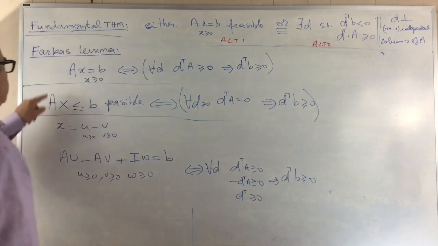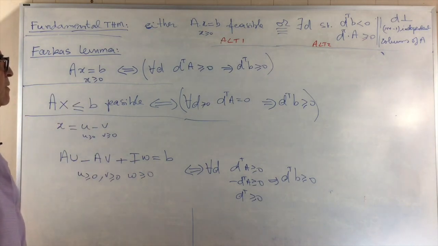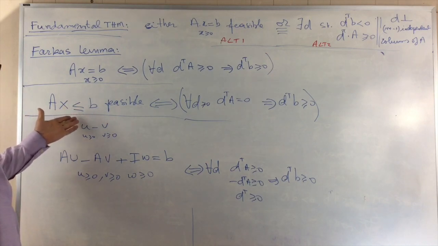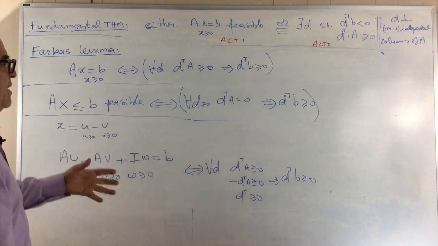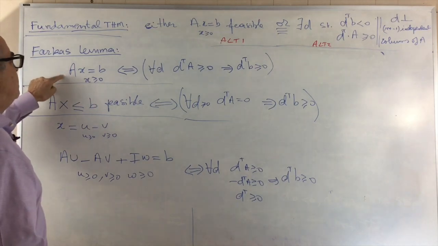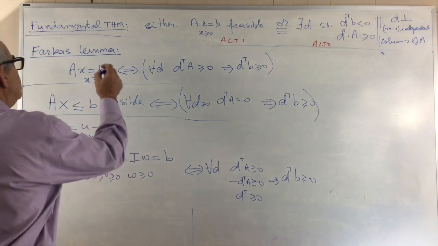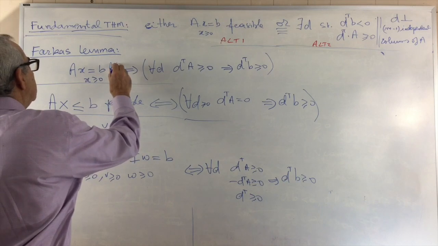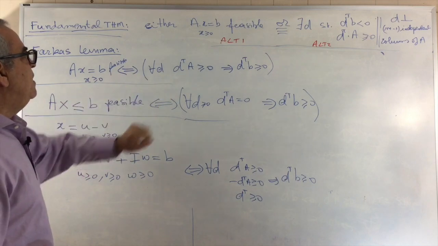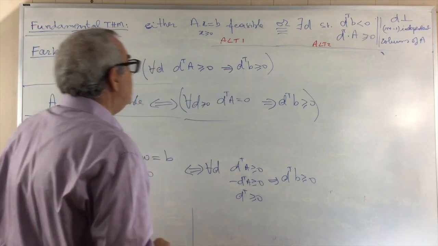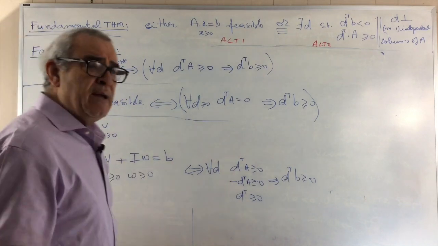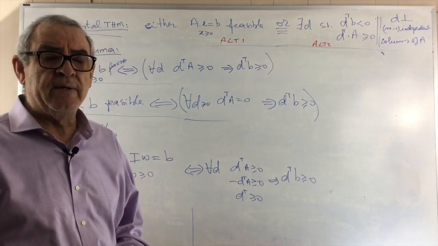That's how Farkas lemma applies to this. You could have any linear constraint: less or equal, equal, or greater or equal. You could find the equivalent Farkas lemma for that by just remembering this. A dot x equal to b, x greater than 0 is feasible. I forgot to put feasible here. Feasible means that for every d, d transpose A greater or equal to 0 implies d transpose b greater or equal to 0. It's very easy to remember this statement here, and from here you can get any variant forms of Farkas lemma.